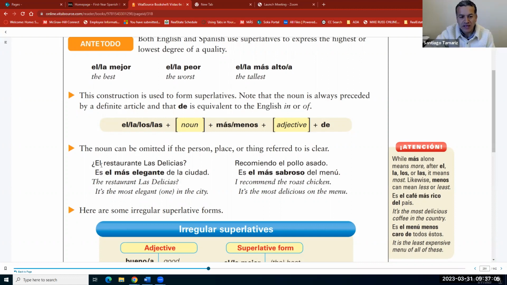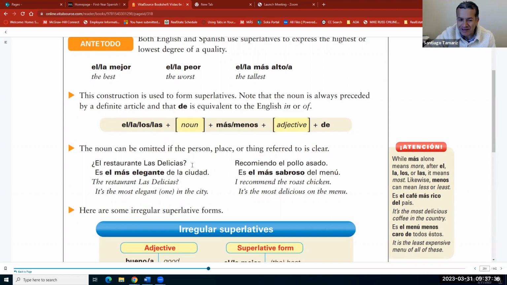For example, el restaurante Las Delicias, the restaurant Las Delicias, es, you see, es, it is, el, we have one of the definite articles, el más elegante de la ciudad. Es el más elegante de la ciudad. Más elegante de la ciudad. Here, we are not mentioning the noun because it is understood, it is clear.